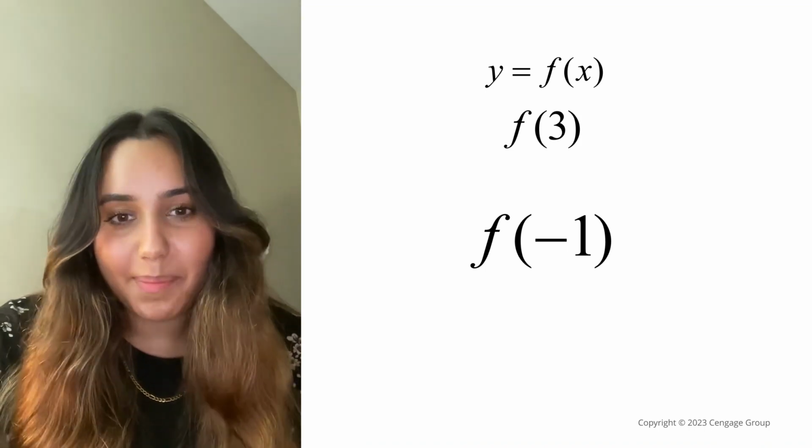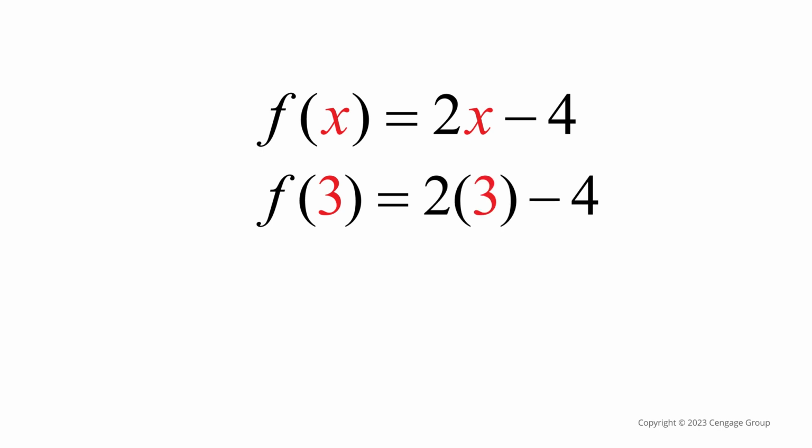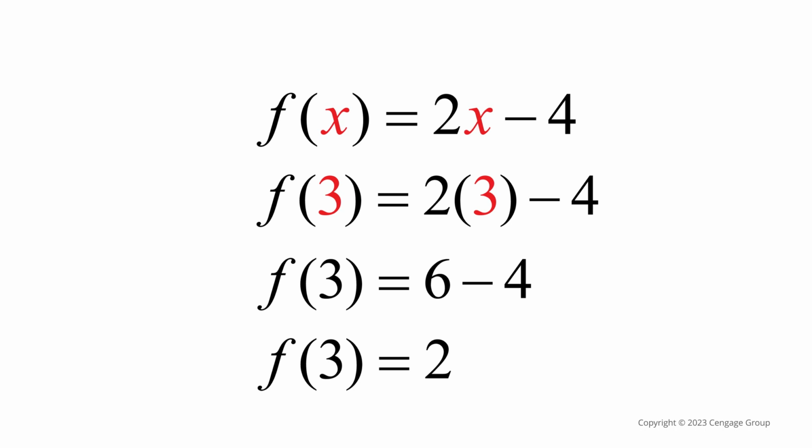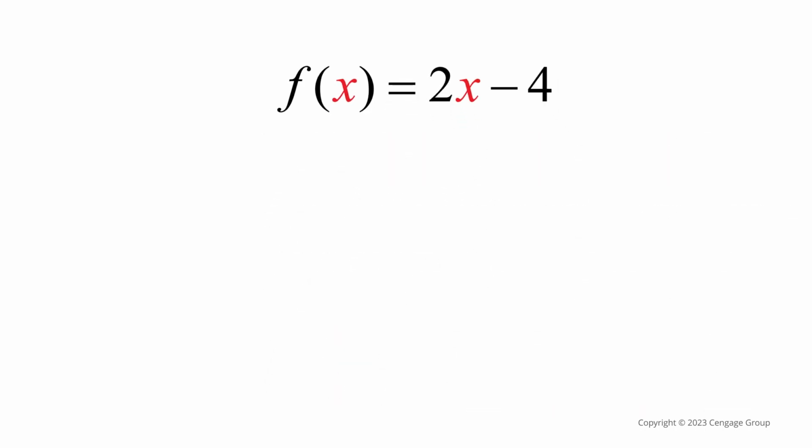Let's look at another example. Suppose we have the function f of x equals 2x minus 4. To find the value of f of 3, we replace x with 3 in the function and simplify. This is called evaluating the function. So we have 2 times 3 minus 4. We get 6 minus 4, so f of 3 is 2. For this function f, when x is 3, y is 2.